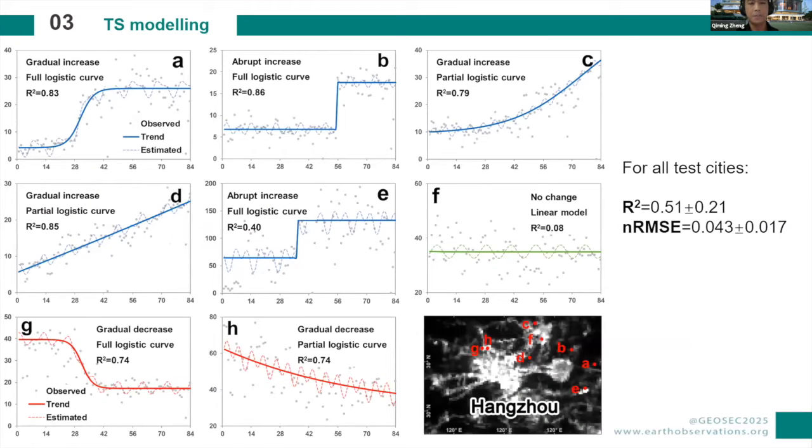Here is an example of the time series model fitting results. We can see that no matter what the shape or the pattern of the nighttime light observation is, we can have robust and satisfying fitting results.